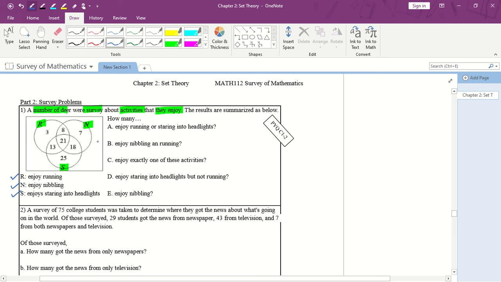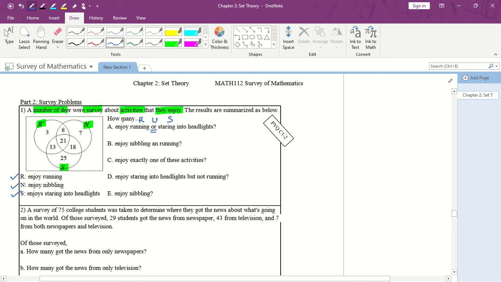From the result here, they are asking, how many enjoy running or staring into headlights? There are different questions, so let us tackle this one. Running is R, staring into headlights is S. Since they use the word or, it means union. So R union S.